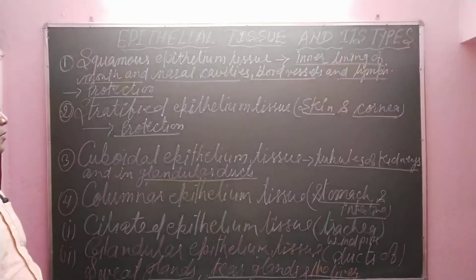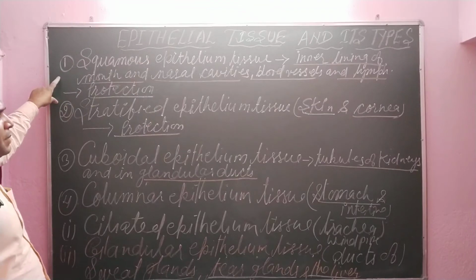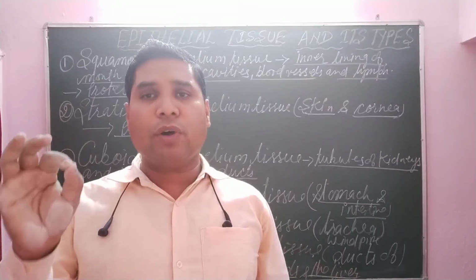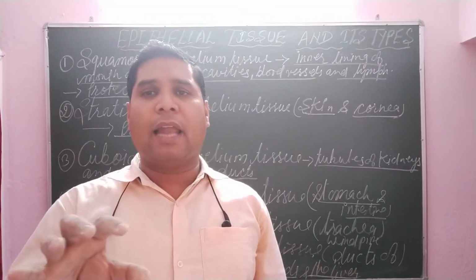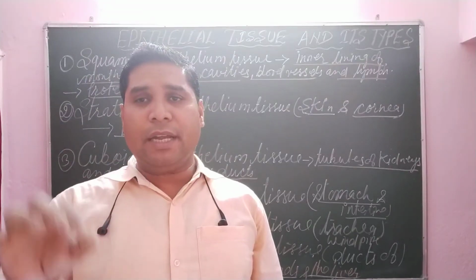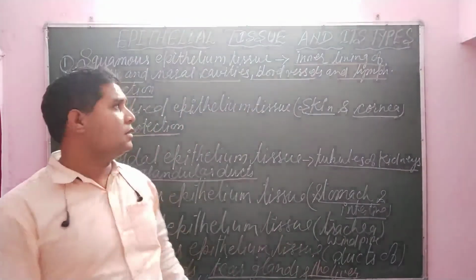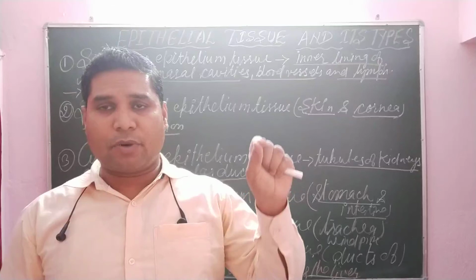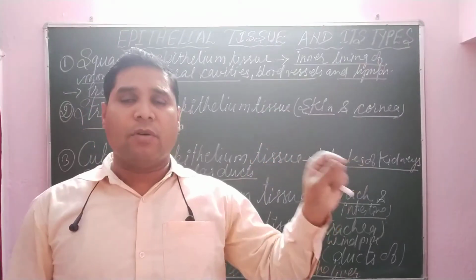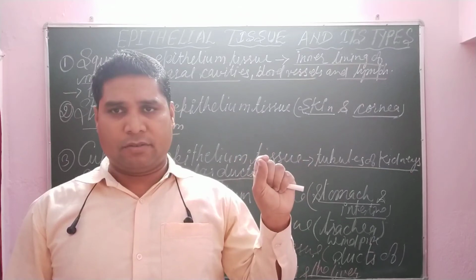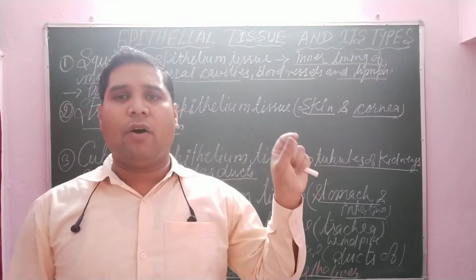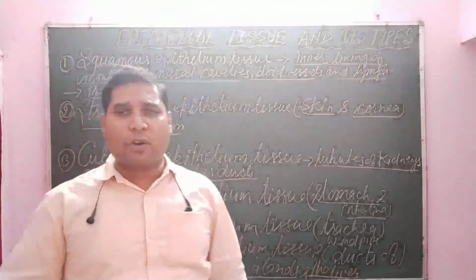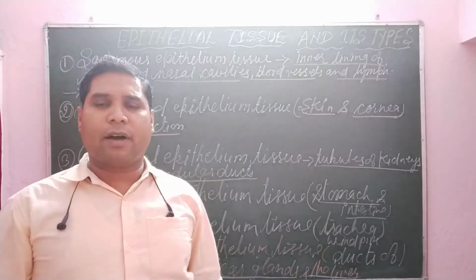So let us understand once again. Squamous epithelium tissue is present in the inner lining of the mouth and the nostril. Also it is present in the blood vessels and lymph, dear student. So what is the main function? The main function of the squamous epithelium is protection from injury, dear student. Protection from injury, from germs, from chemicals, and also protection from the drying of the internal organs. Stratified epithelium is present in the skin and in the cornea of the eye, dear student. And the function is protection.